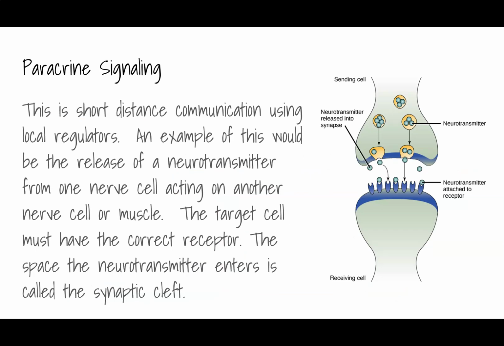Paracrine signaling is type 2. Now, these cells are extremely close to each other, but they do not touch. So close, no touch. A great example would be a nerve cell to a muscle cell. For example, if this is a nerve cell and this is a nerve cell, that's fine. That's how your cells communicate with each other.